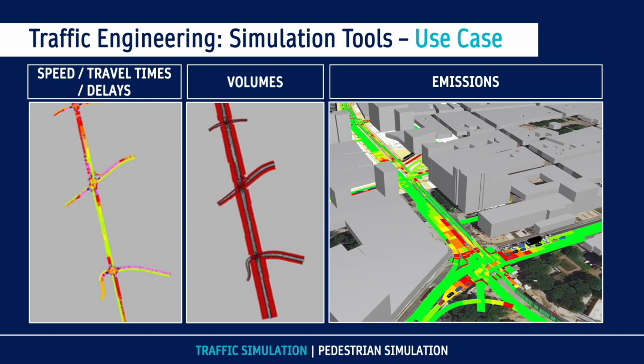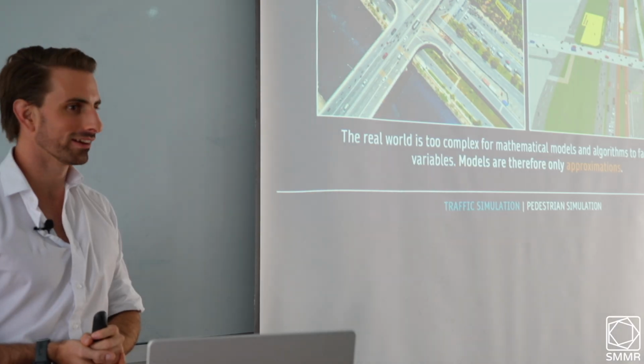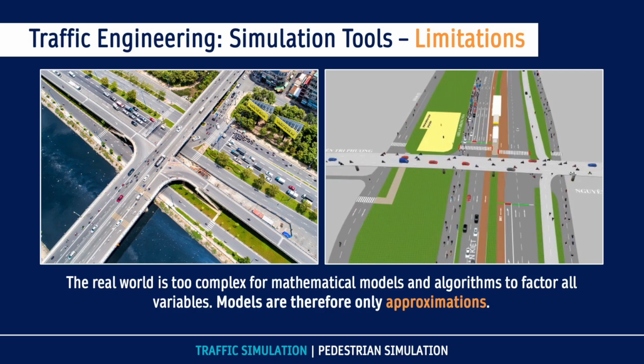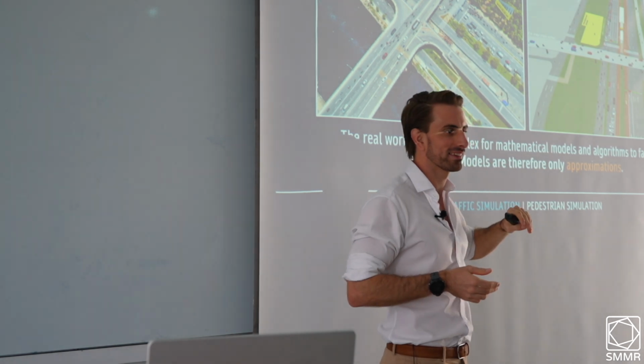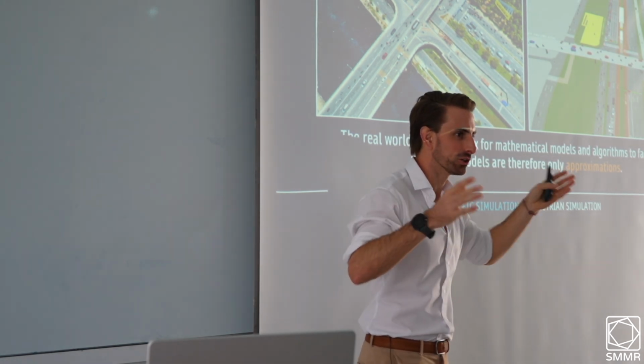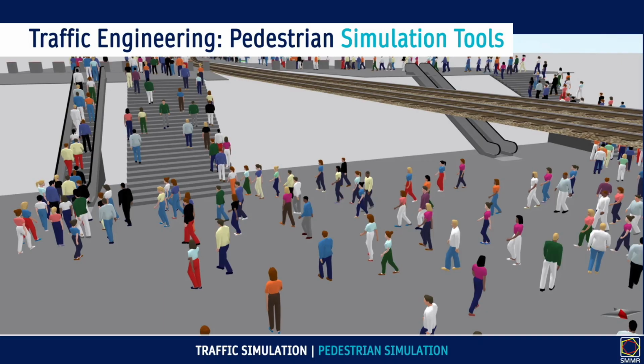And this is all great, but of course, the real world is extremely complex, as we discussed earlier, and it's too complex for mathematical models and algorithms to factor all the different variables. So models and simulations, at the end of the day, are only approximations. It's near impossible to create something that is exactly like reality, but not using tools like this is much more risky than using a tool that's only an approximation.